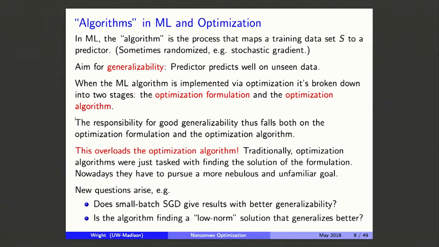And that seems to have better generalizability properties. So these are requirements or properties of the algorithm that don't necessarily have all that much to do with whether or not it minimizes the objective. Well, they have something to do with it, but it's not exclusively determined by the objective.